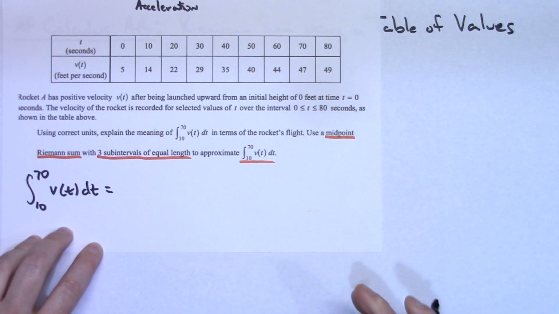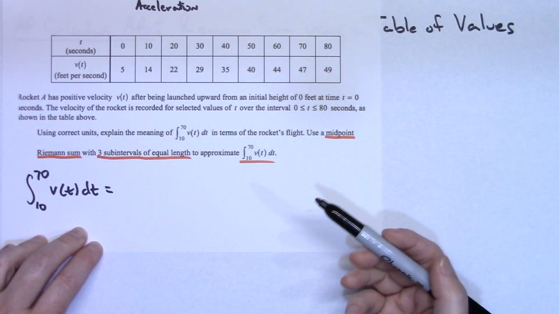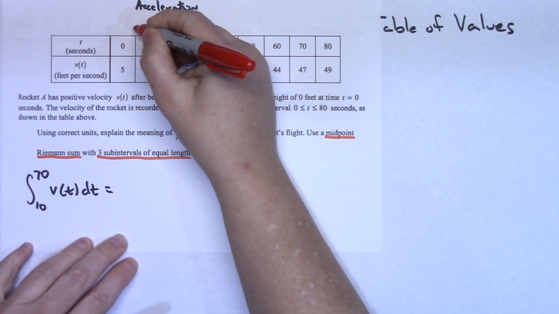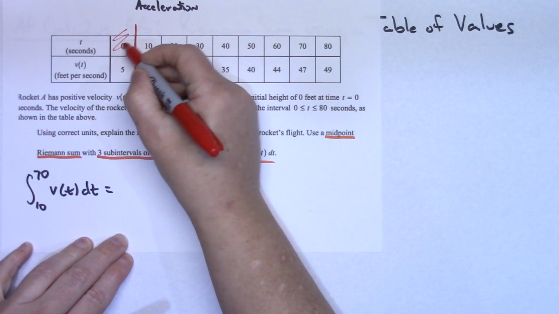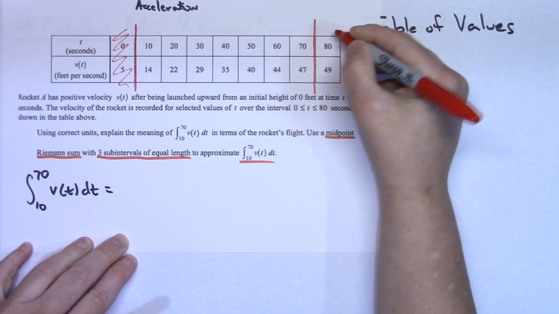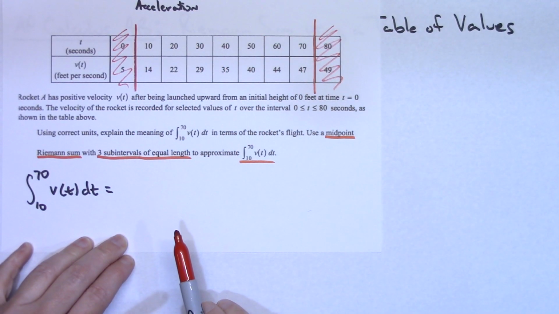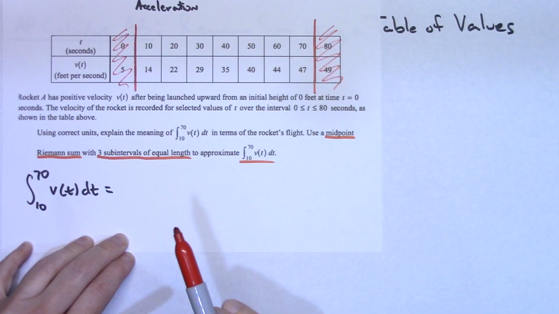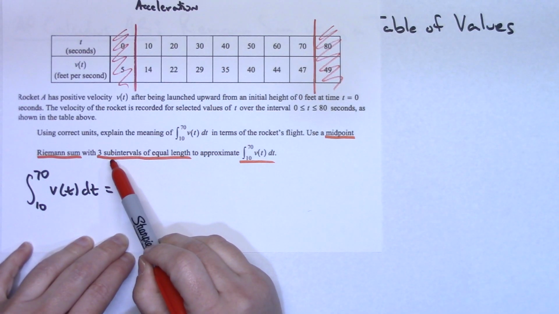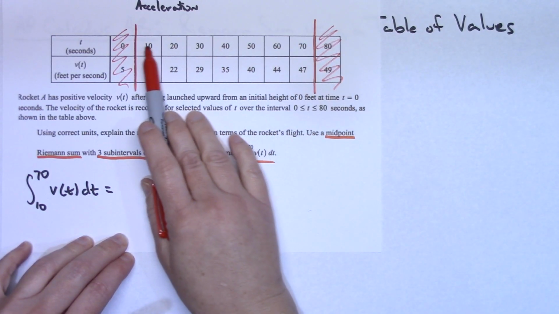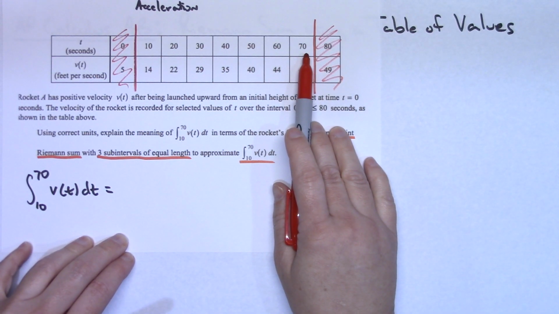Now, since I don't have my function and all I have is a table of values, I've got to analyze what's going on in this table of values. I'm running from 10 to 70, so I really don't need the entire chart. I don't need this, and I don't need this, because I'm only running from 10 to 70. Now you've got to think: I'm going to divide this into 3 equal subintervals, so I need to take these values and divide them into 3 equal subintervals.